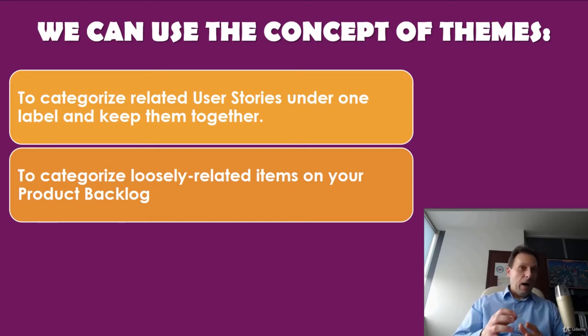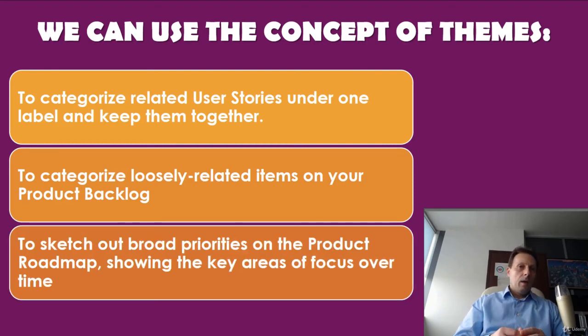Of course, it's fine for a sprint to include stories that are not part of the overall theme. The theme is simply the main area of focus, not necessarily the sole area of focus. And you can also use themes as a simple way to sketch out the broad priorities on the product roadmap, showing the key areas of focus over time. An example of a theme could be adding an e-commerce solution to an existing product.